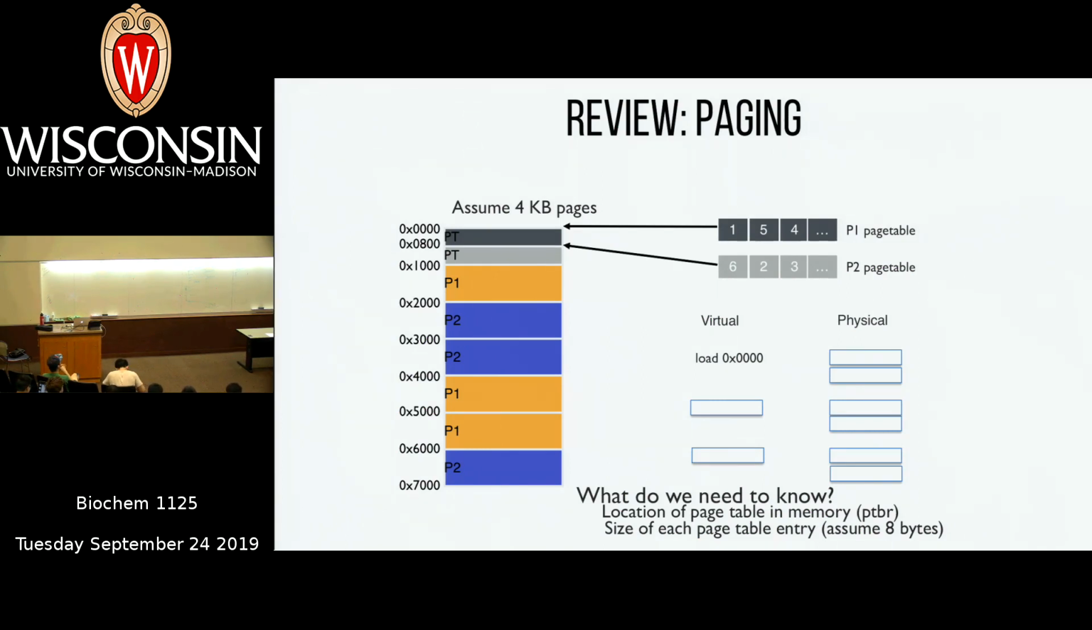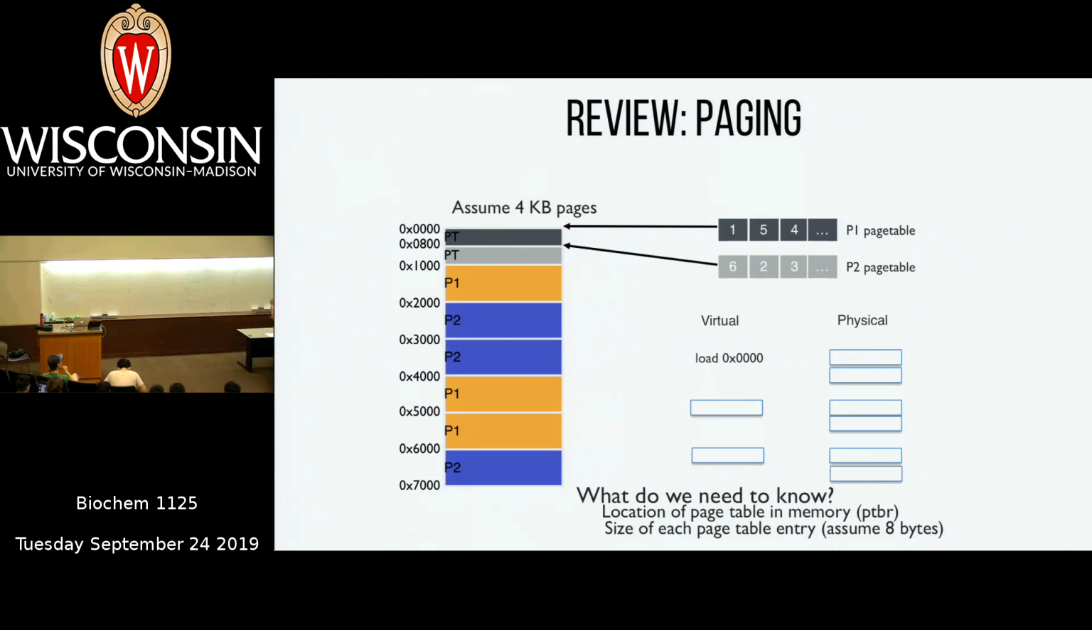Okay, so for example then, if we have 0, 0, 0, 0, we are looking for virtual page 0.